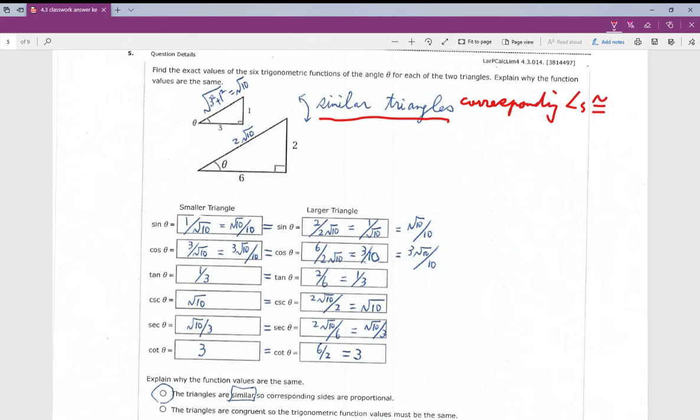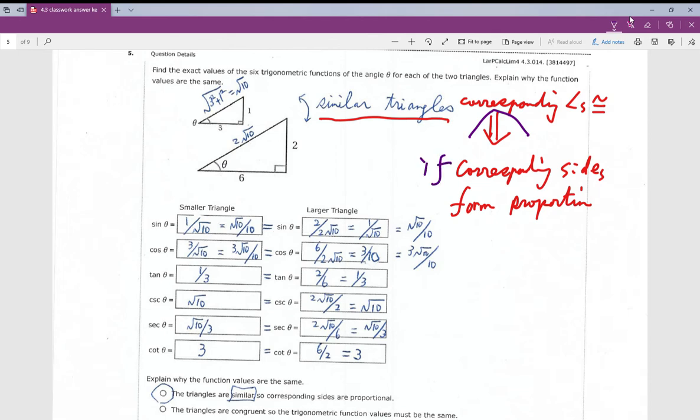Then, corresponding sides. Congruent. No, not congruent. We said it, they form proportion, sorry. And we can say if corresponding sides form proportion, then the corresponding angles will be equal. So that's the property of the similar triangles.